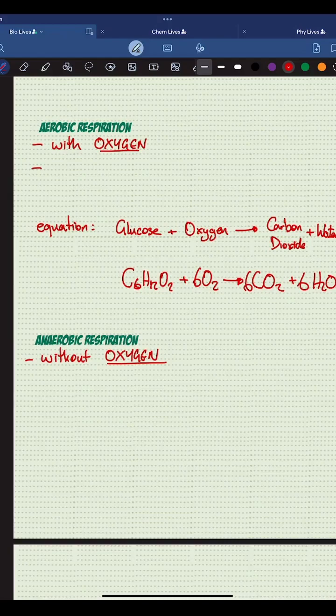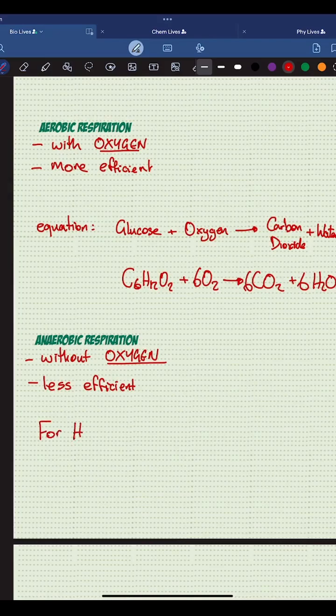Aerobic is more efficient. It releases more energy. Anaerobic is less efficient. For anaerobic, you've got glucose goes to lactic acid, but that's for humans. So there's a separate equation for humans. There's a separate equation for plants and for yeast as well.